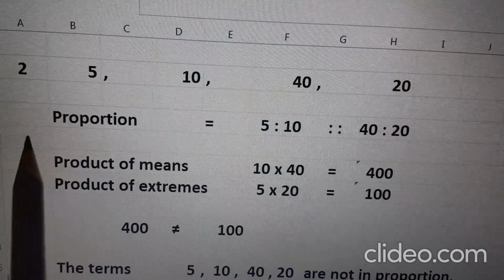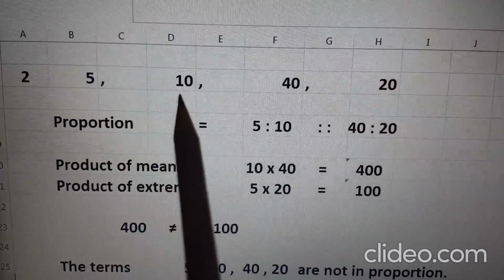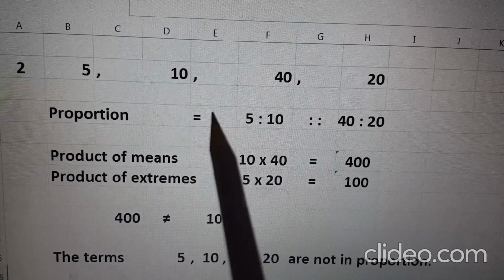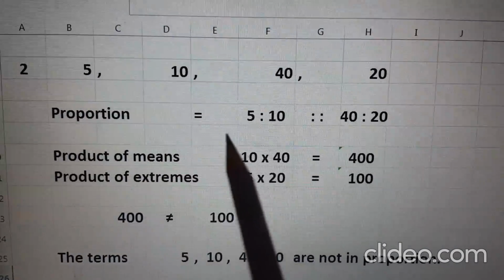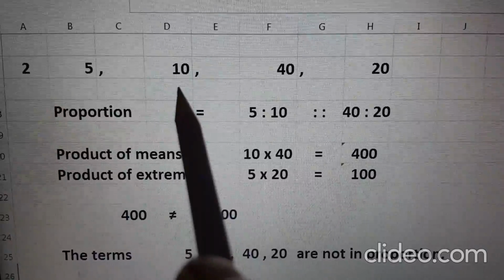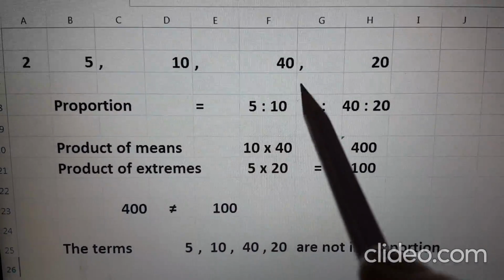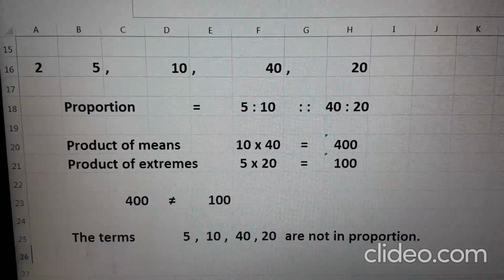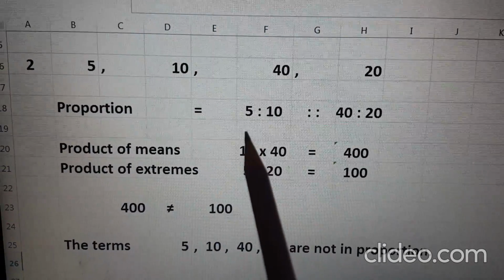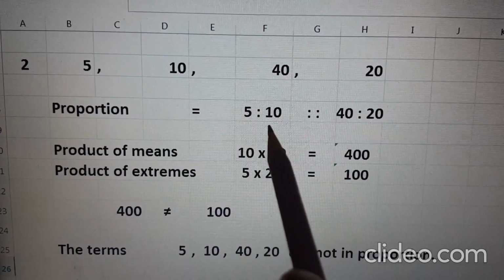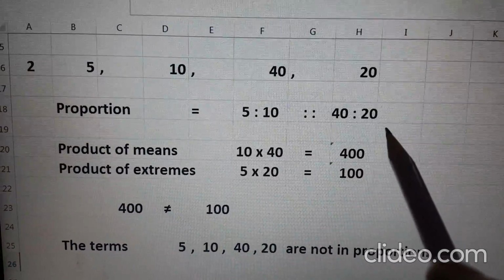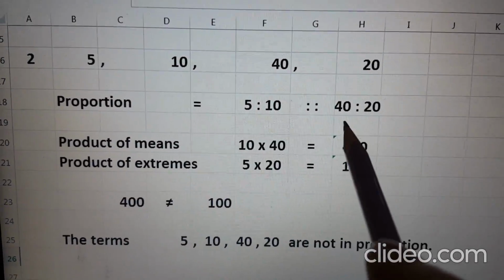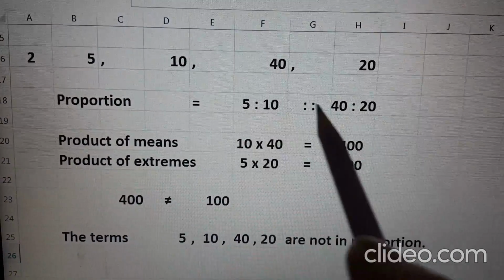Now the second one is, the numbers given are 5, 10, 40 and 20. First of all, we will arrange the numbers to write a proportion. 5 is to 10, 40 is to 20. We will check if 5 is to 10 is the same as 40 is to 20. For this, we will find the product of means and the product of extremes.